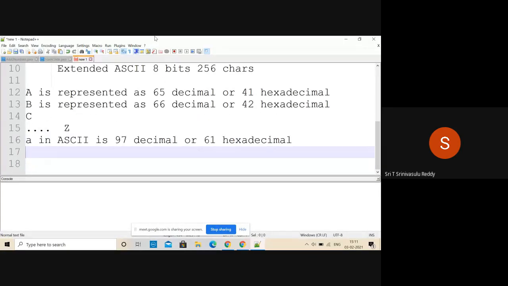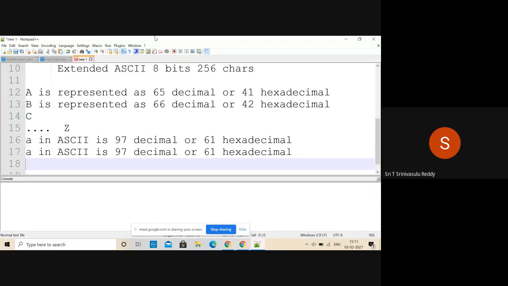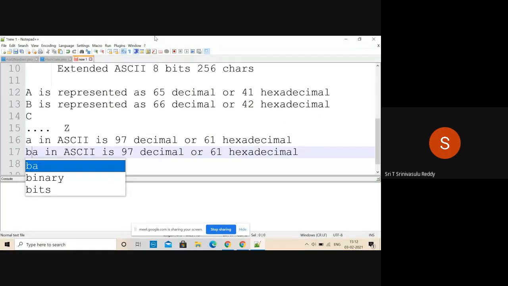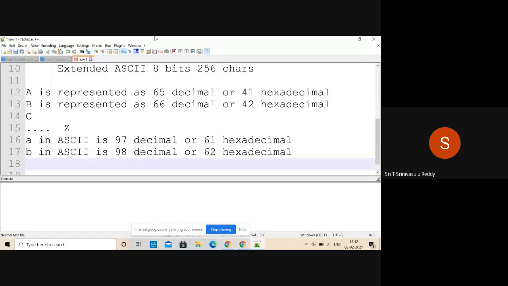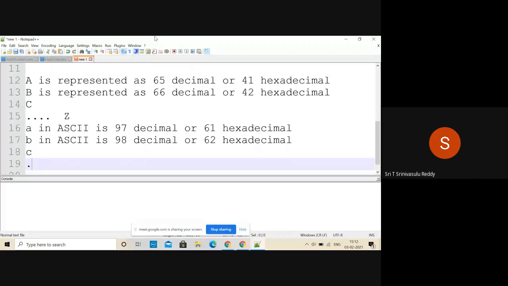Small b is naturally represented in ASCII as the next value, 98. 98 is nothing but 62 hexadecimal: 16 times 6 is 96 plus 2 is 98. And so on, it goes on like that. Small c is going to be the next available value, and so on, up to small z.